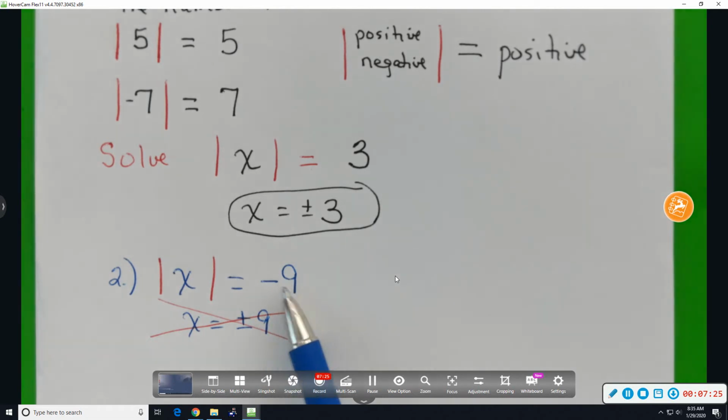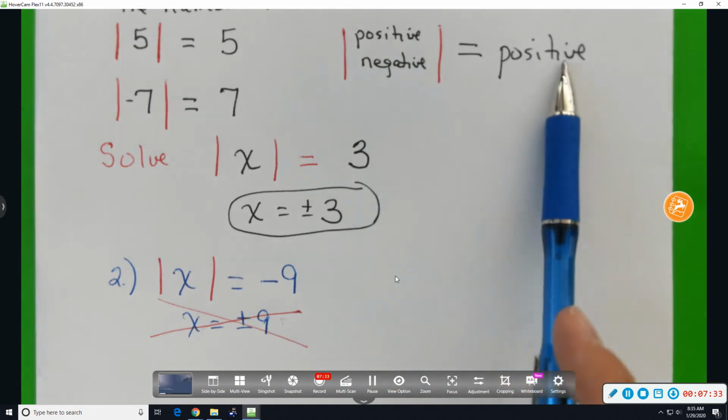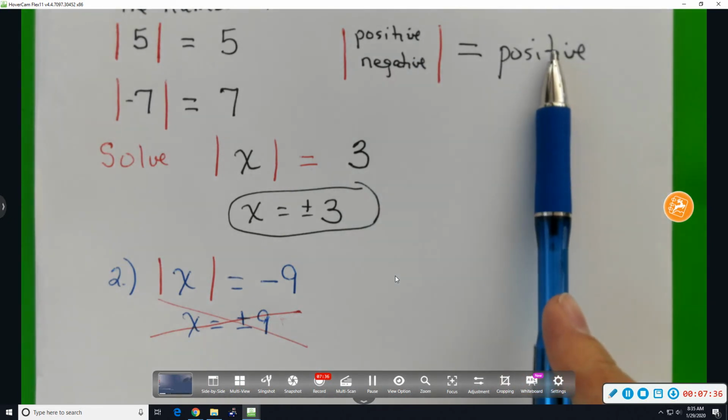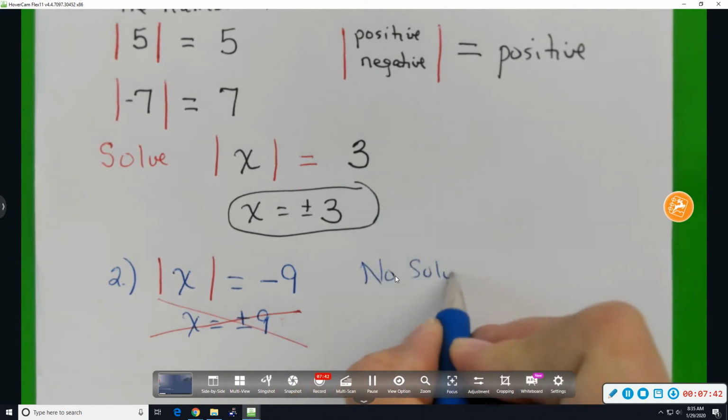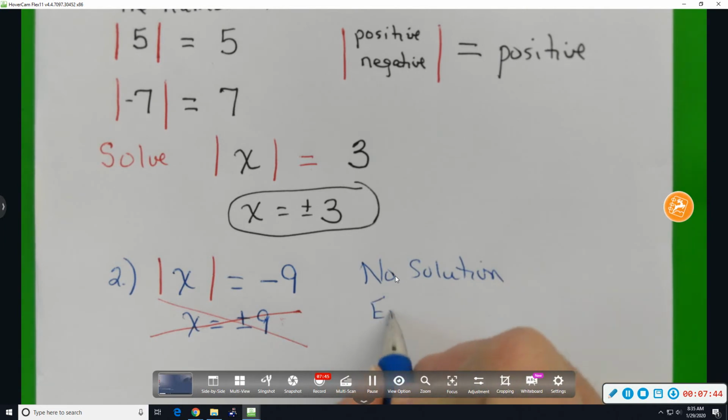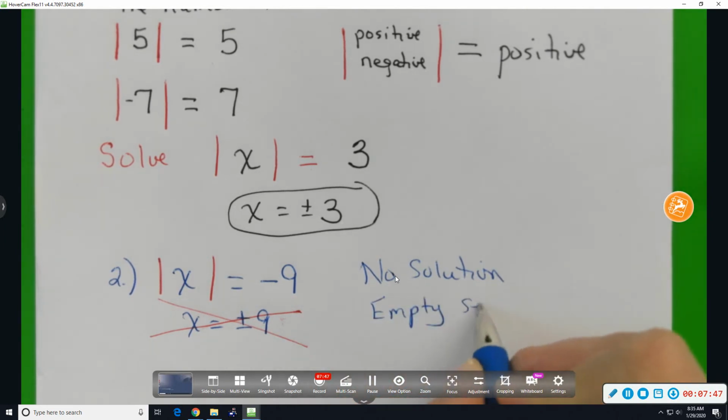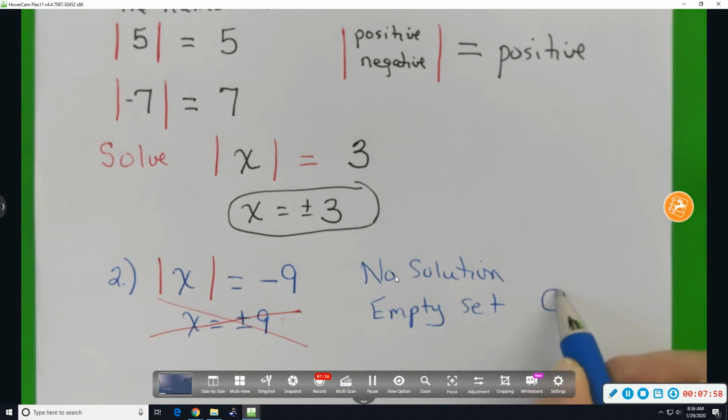The negative on the right. It doesn't matter what number is inside the absolute value bars. If it's positive or negative, your answer is still going to be positive. This is a type of equation where there's no solution, or, depending on what the option is, it might say empty set. And sometimes instead of writing out empty set, you might see on a problem as the semester goes, it's a circle with a slash like that, which means empty set.